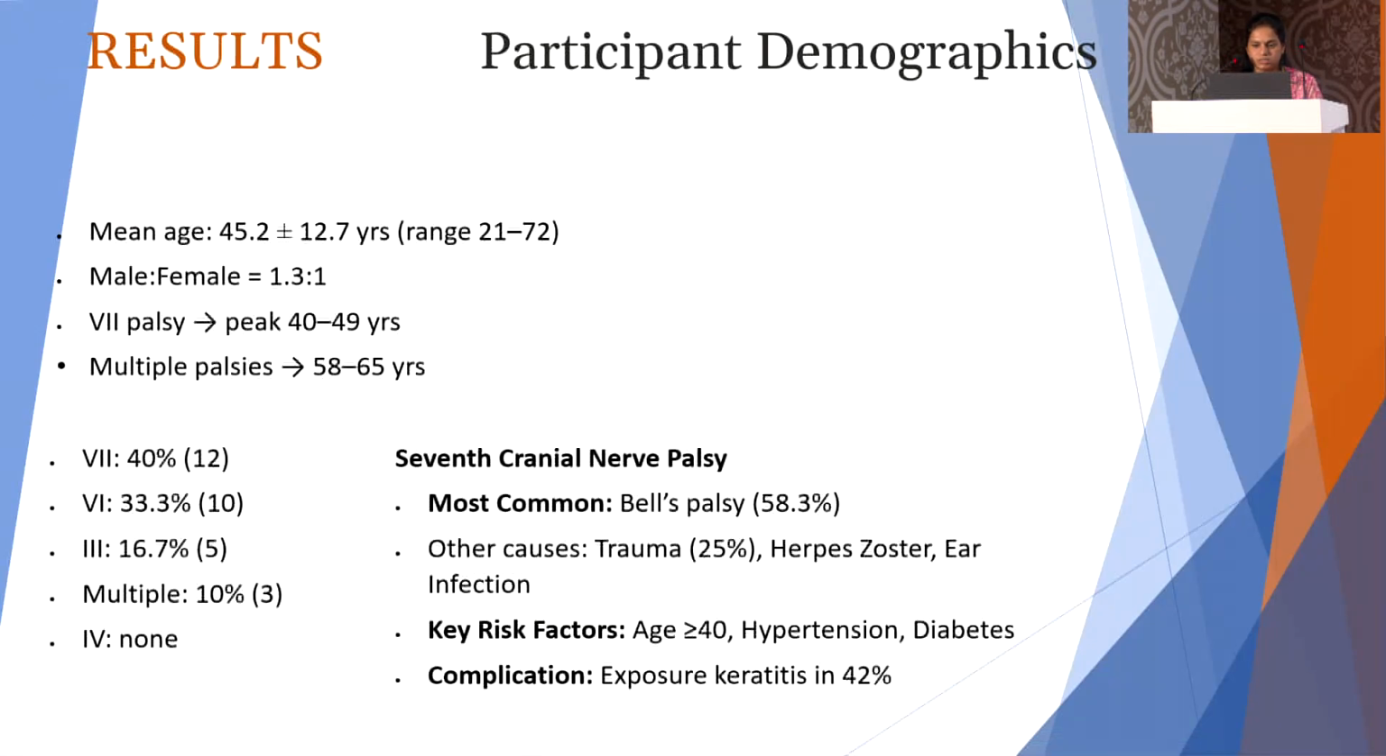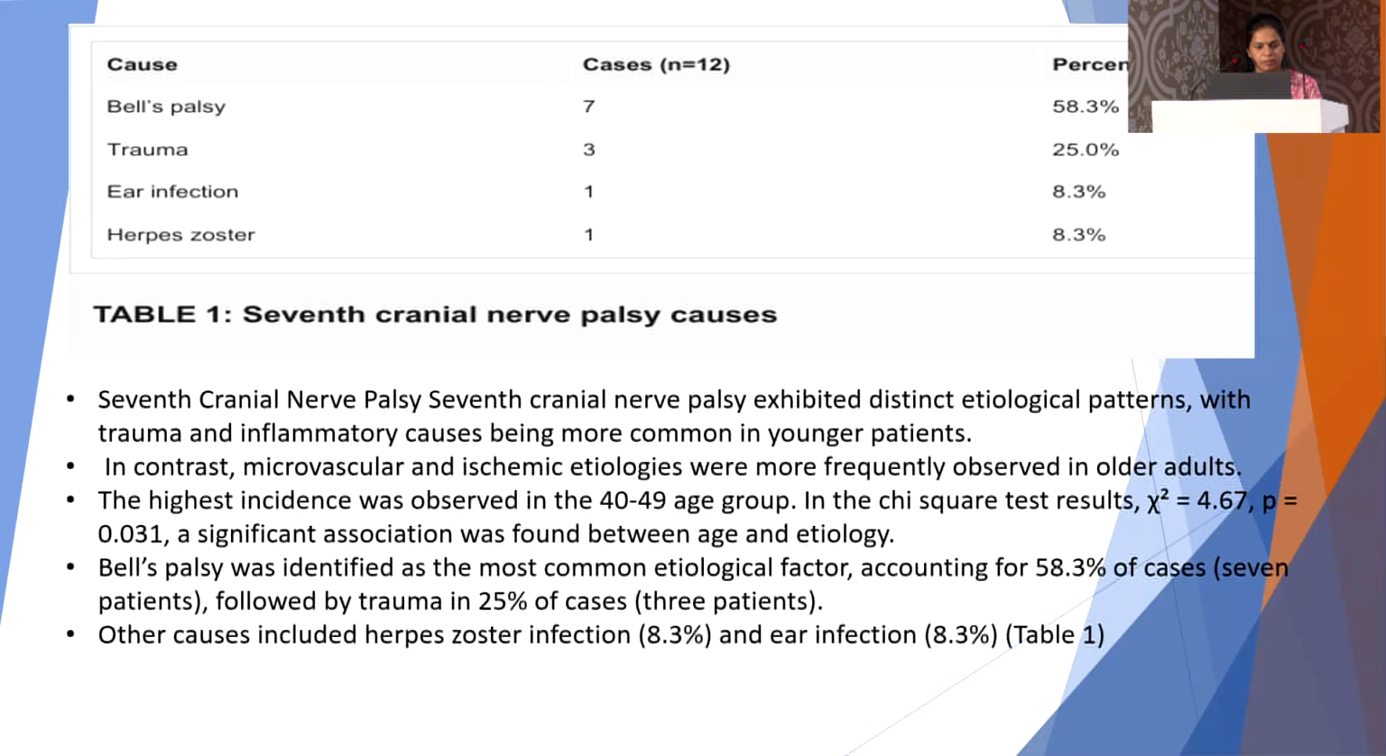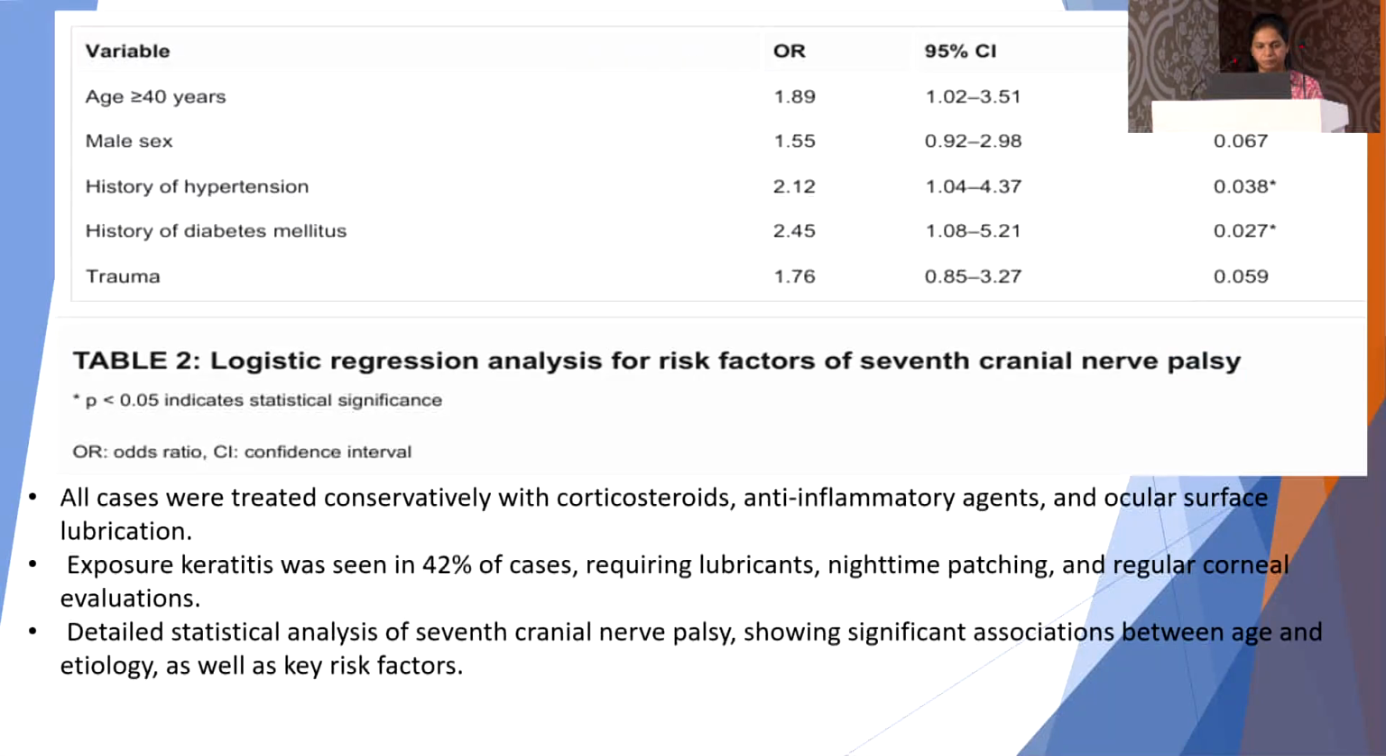These are the results. The mean age was 45.2 and there was male preponderance. In the seventh nerve, we observed a distinct etiological pattern, with trauma and inflammatory causes being more common in younger patients. In contrast, microvascular and ischemic etiology were frequently observed in elder patients. The highest incidence was observed in the 40 to 90 age group. Bell's palsy was identified as the most common.